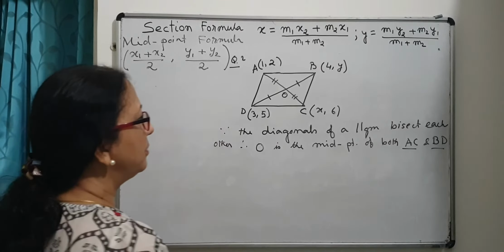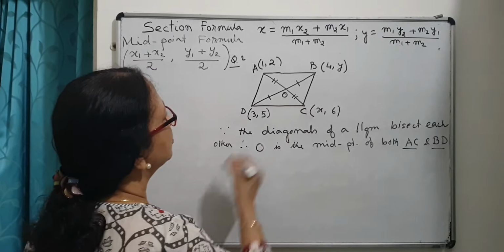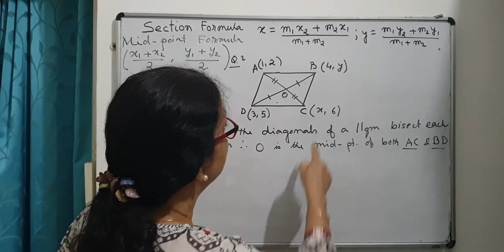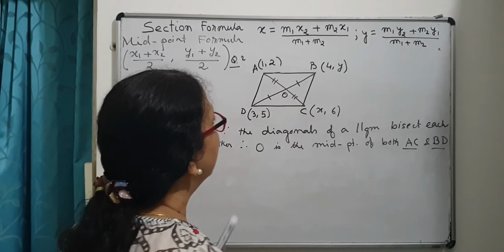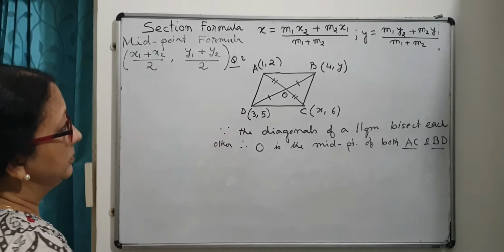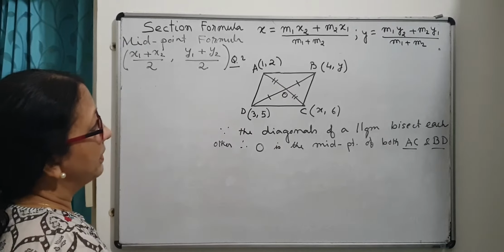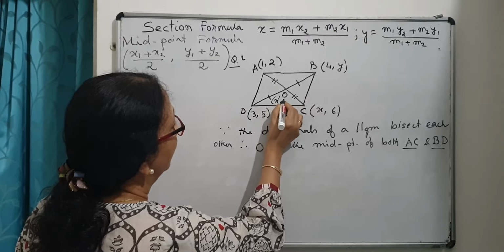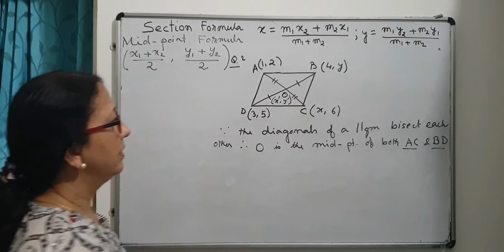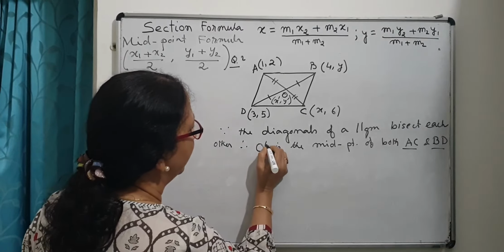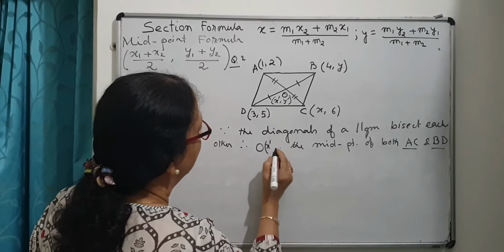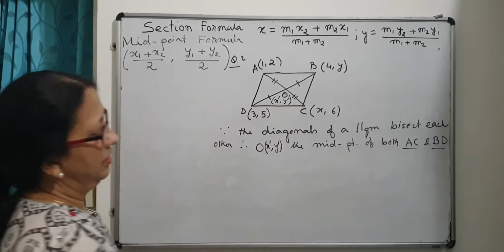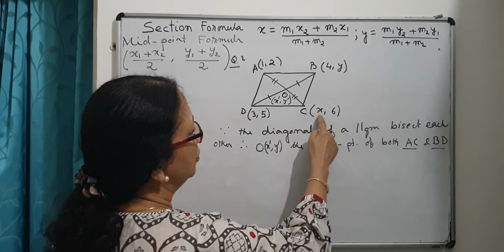Now let me take the coordinates of O to be x, y. No, I cannot take x, y, because x and y are already there. So I can take, say, x dashed, y dashed. The coordinates of O I have taken to be x dashed, y dashed, just to avoid confusion with this x and y.